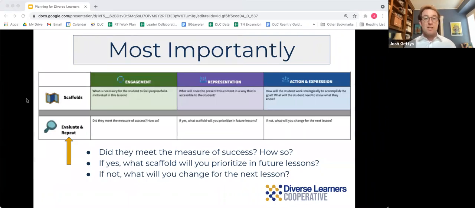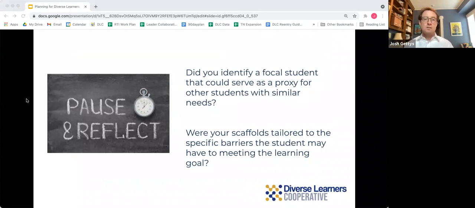The most important step is really the last step. It's where you go back, you evaluate, and you repeat. Did they meet the measure of success? How so? If yes, what scaffold would you prioritize for future lessons? And if not, what will you change for the next lesson? So take a quick pause to reflect, because that's the end of the process. Did you identify a focal student who could serve as a proxy for other students with similar needs? And were your scaffolds very tailored to the specific barriers the student may have to meeting that specific learning goal? Some questions to consider.